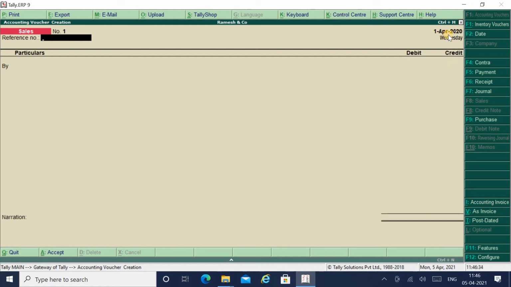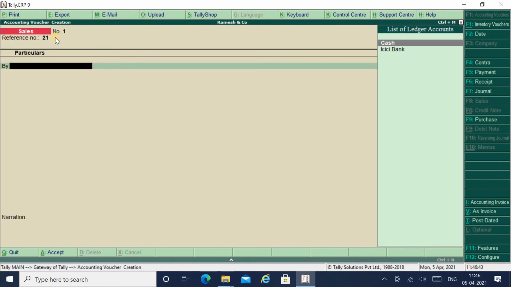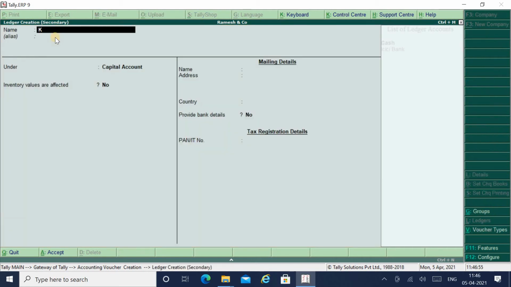So I will keep the date, then the reference number. Reference number will be nothing but your invoice number. I will make it as 21. So by means our sales entry will be customer account debit to goods sold. By means customer, so we will assume that our customer name is Krishna.